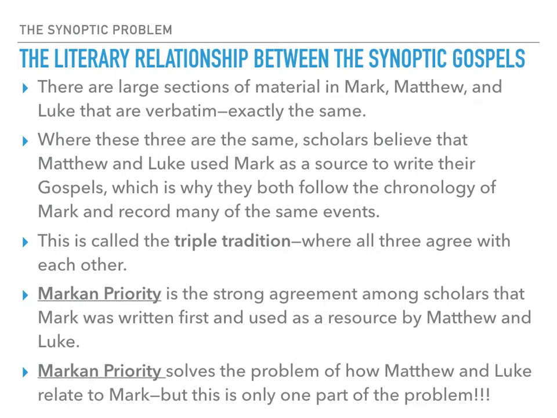Now, where all three agree, where Matthew, Mark, and Luke say the same thing, that's called the triple tradition. So you might hear the triple tradition and the double tradition. The triple tradition is that space where all three agree. But Markan priority only means that Mark was written first, and that Matthew and Luke used Mark as a source. Markan priority is the strong agreement among scholars that Mark was written first and then used as a resource by Matthew and Luke. And Markan priority solves the problem of how Matthew and Luke relate to Mark. But this is only one part of the problem.